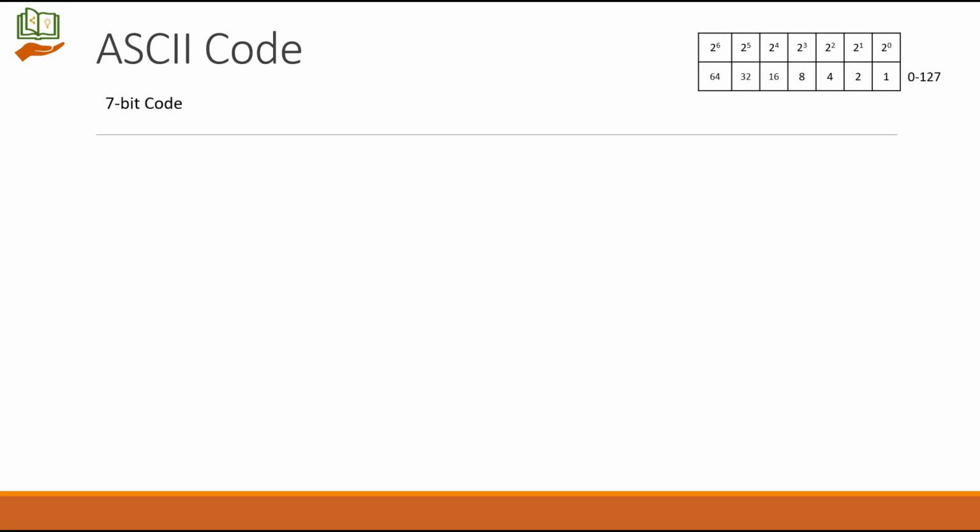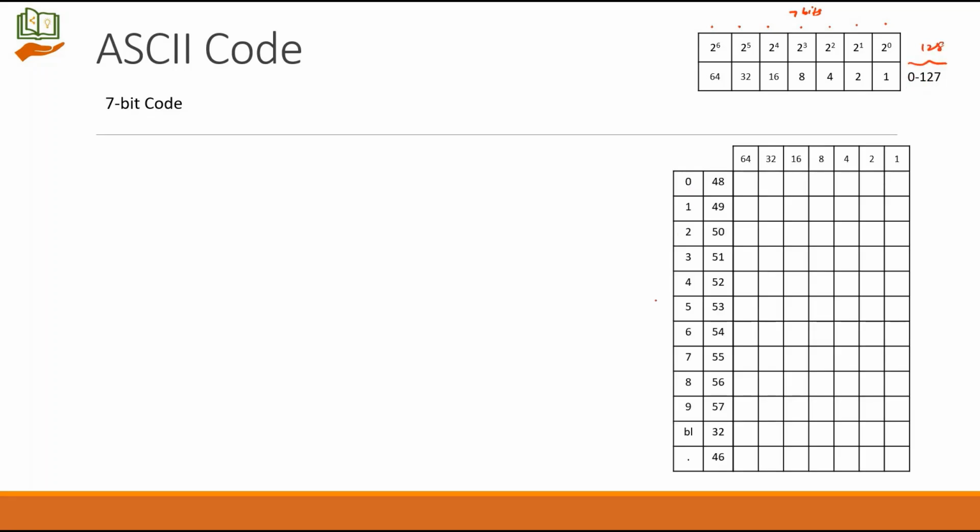Now we will see the ASCII code. It is a 7-bit code. Altogether we have 7 bits here and the characters will be from 0 to 127. It makes 128 characters. We'll just start with 0 to 9 and then go with blank space and a full stop. How is 48 represented?